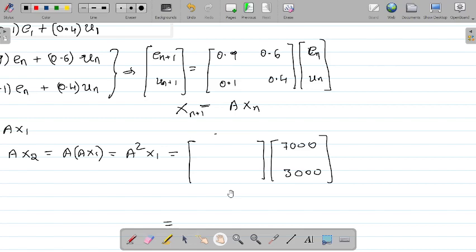Okay. So this is one more example to demonstrate the importance of matrix multiplication, and this is about the power of a matrix. Finding powers of the matrix.